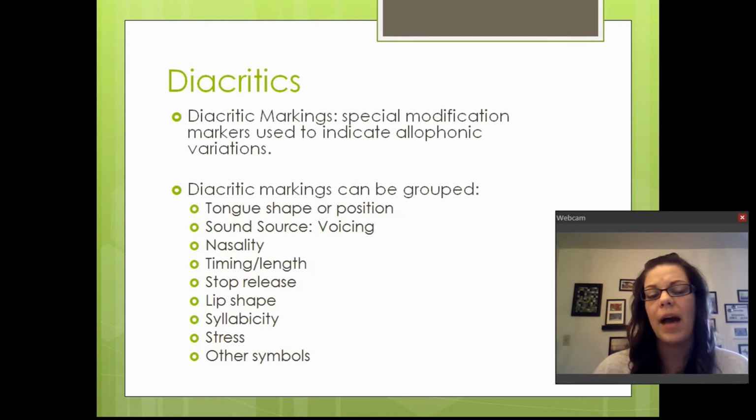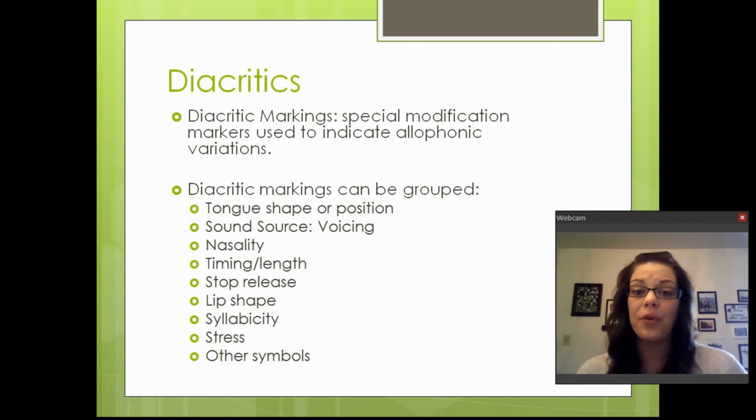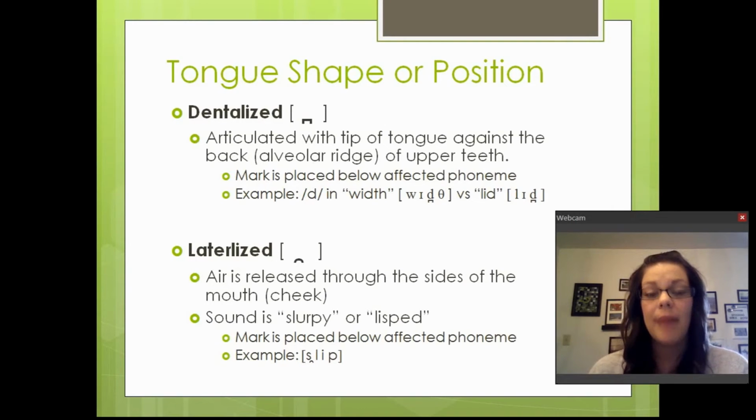We can talk about syllables. We can talk about stress and other syllables. So let's go through all of these so you get an idea. For tongue shape, I'm going to go through some of these diacritics. There are a ton more in your book, but I'm just going to focus on the most common ones, or the ones you'll hear or see most frequently. The first one is tongue shape or position.